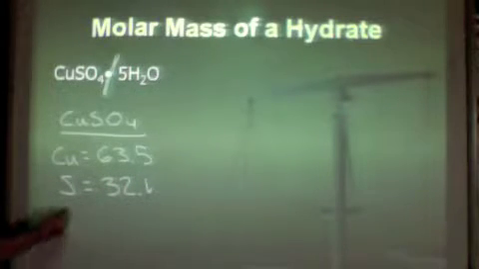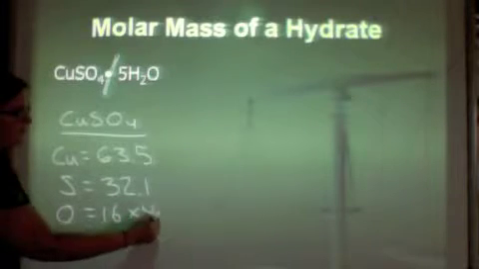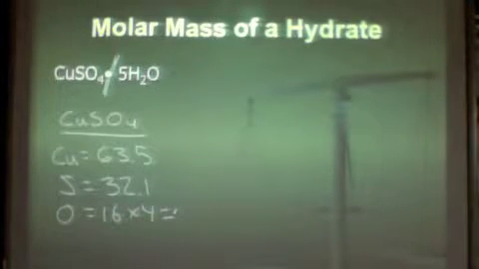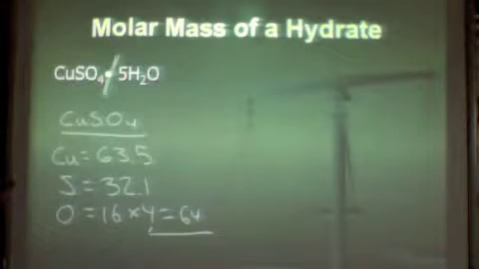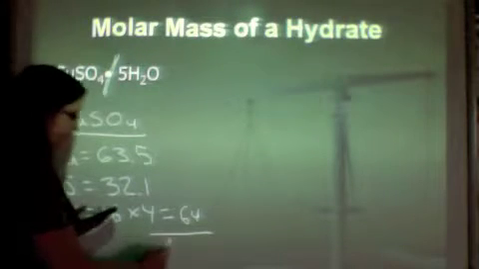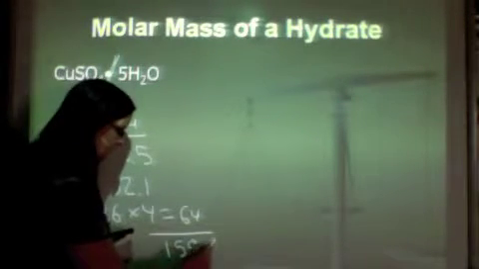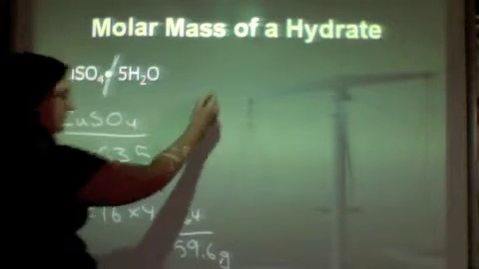And there's only one of them. Oxygen has a mass of 16 times 4 because of that subscript. Gives us 64. So then when we find the mass of CuSO4, we simply add it up. 63.5 plus 32.1 plus 64 gives us 159 grams. So that's step 1.